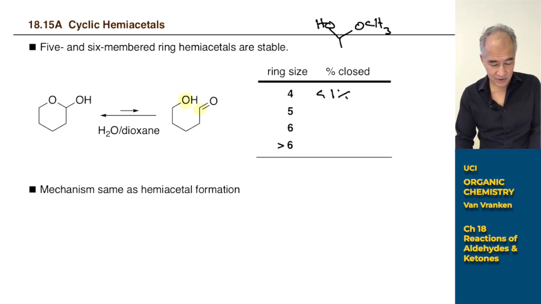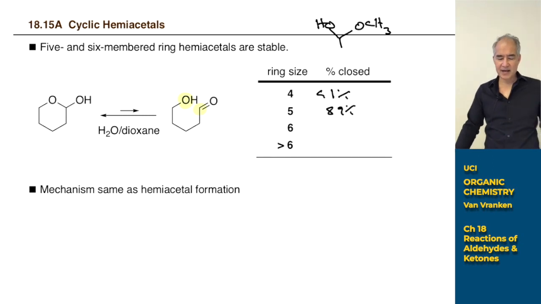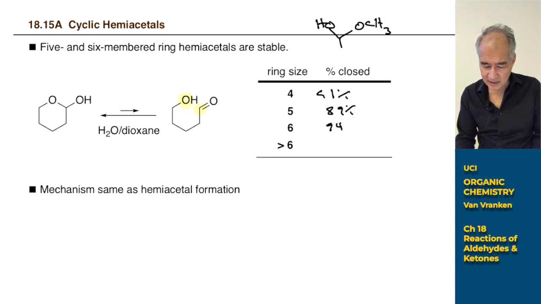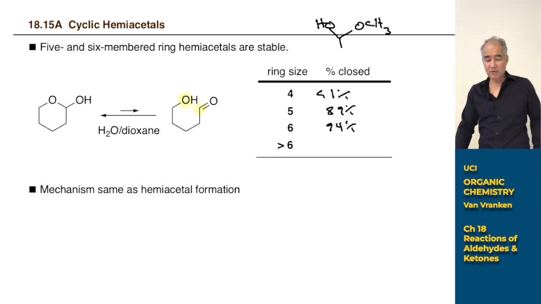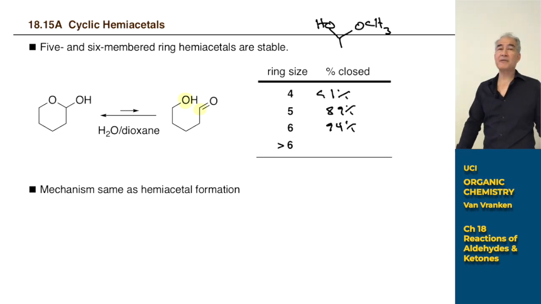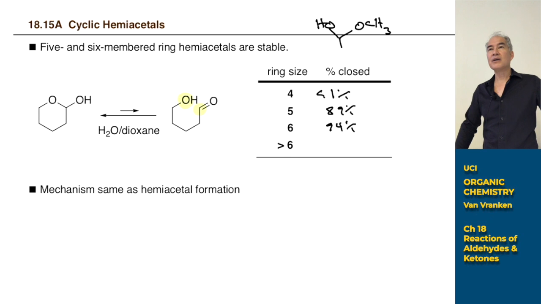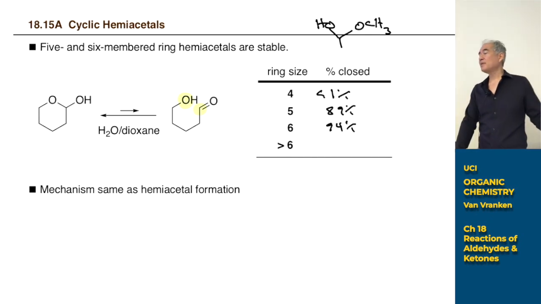But 5-membered rings are pretty good. For this system, 89% of this hydroxyaldehyde, if the oxygen was 5 atoms away, would exist in the hemiacetal cyclic form. And if it's a 6-membered ring, it's even better. 94% of it. It's not like you can stop it from cyclizing. If you somehow synthesized this molecule over here using an ozonolysis reaction or half of a PCC oxidation, it would immediately form the ring. You can't stop it from happening.